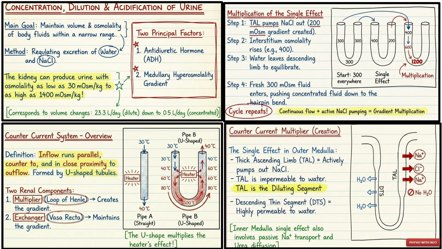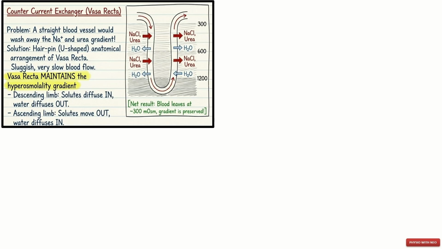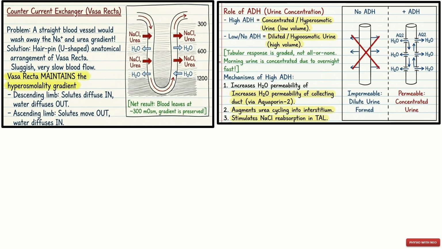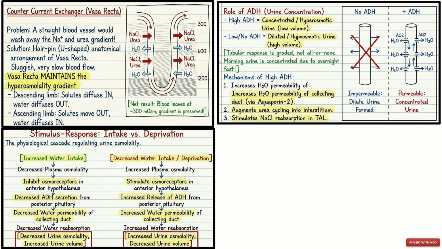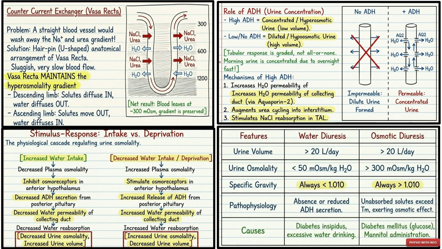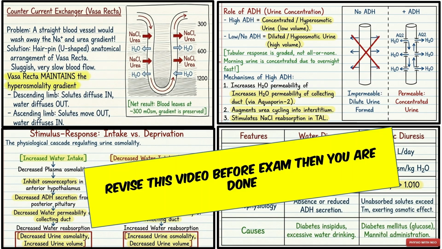TAL is the diluting segment. Then we saw the counter current exchanger, the role of Vasa recti in maintenance of the hyperosmolarity gradient. We also saw the role of ADH in formation of concentrated urine and its mechanism of action. At last, we also saw the stimulus response effect of increased and decreased water intake on the release of ADH. And lastly, we finished with the applied aspect on the difference between water diuresis and osmotic diuresis. So revise this video before the exam and then you are done.